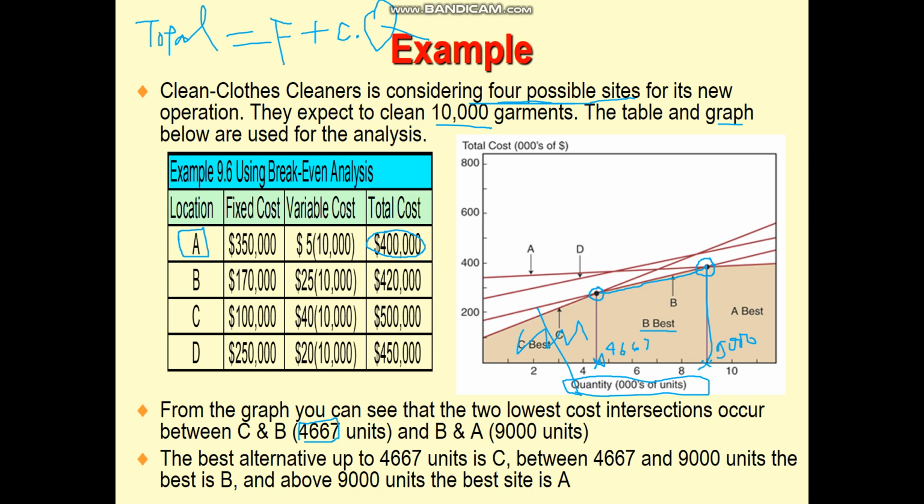However, if the total quantity we expect to clean is more than 9,000 units, A is the best location because the total cost here is the lowest. So above 9,000 units, the best site we can choose is A. So it matches with the calculation here, right? The 10,000 garments is more than 9,000.